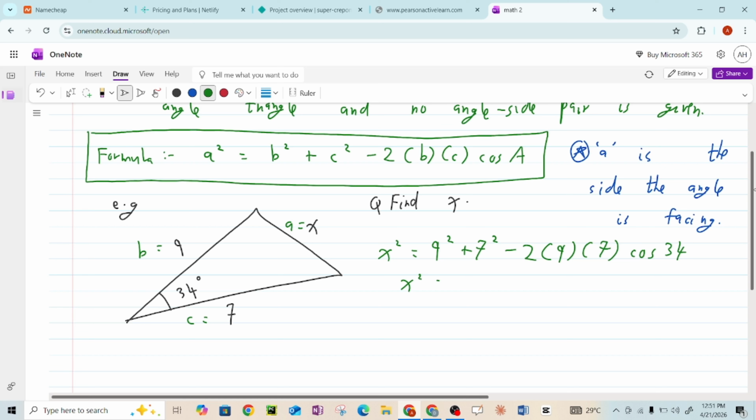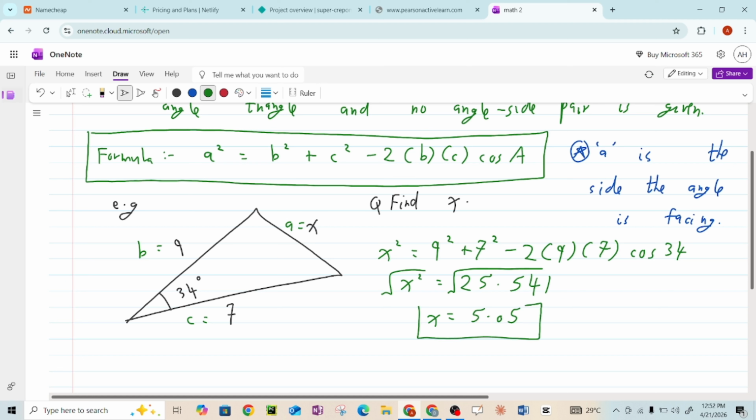So x squared is equal to, we can quickly solve on the calculator. 9 squared plus 7 squared minus 2 into 9 into 7 into cos of 34 will get 25.541. But again, this is not the answer. This is x squared. You take the square root, and you're going to get 5.05 as our answer.